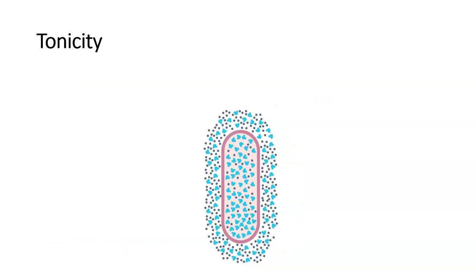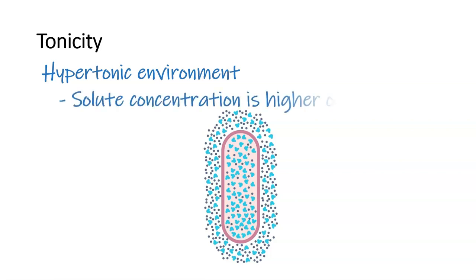The opposite of a hypotonic environment is one in which the solute concentration is higher outside the cell than in the cytoplasm. This is known as a hypertonic environment. Again, remember these are all terms that describe relationships between the two solutions, the cytoplasm inside the cell and the extracellular environment. So here in a hypertonic environment, that solute concentration is extremely high outside the cell compared to what we see in the cytoplasm inside the cell.